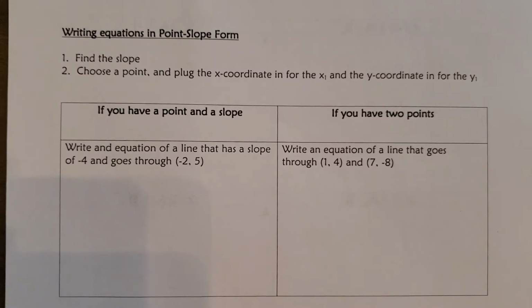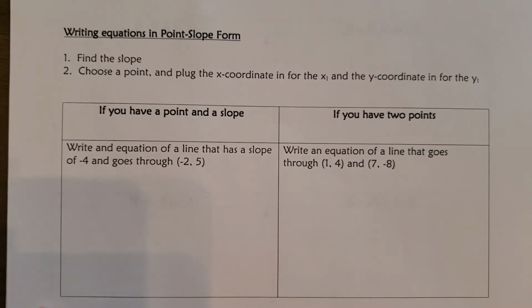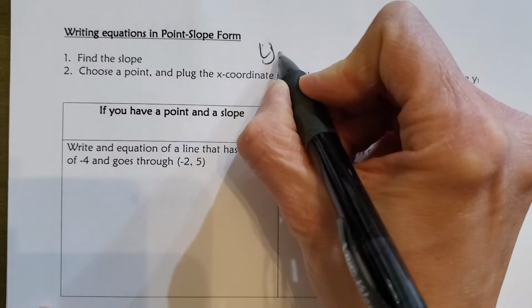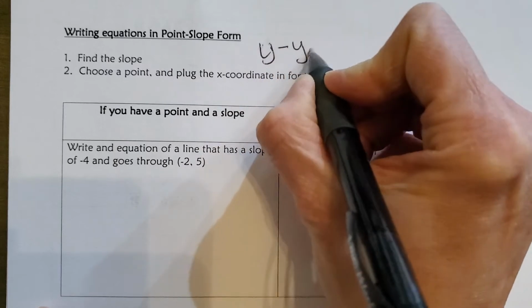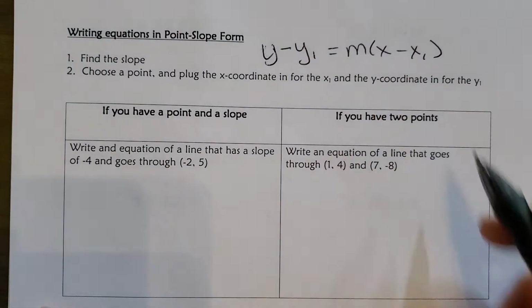Now remember, it's called point-slope form. That means in order to write an equation in point-slope form, you need a point and a slope. Let's remember the formula. The formula looks like this: y minus y sub 1 equals m times x minus x sub 1.